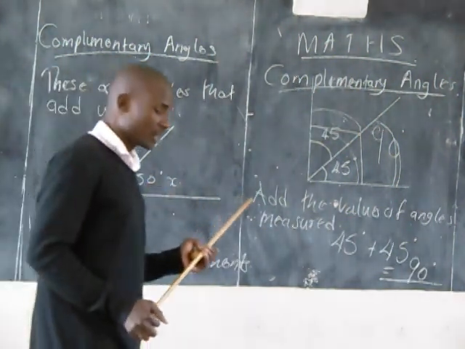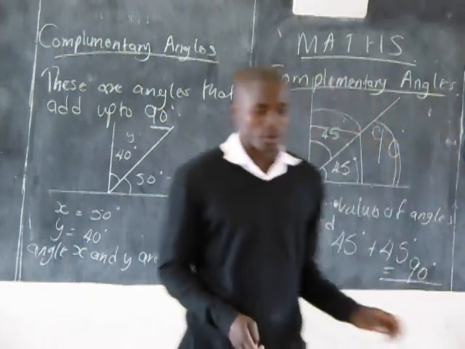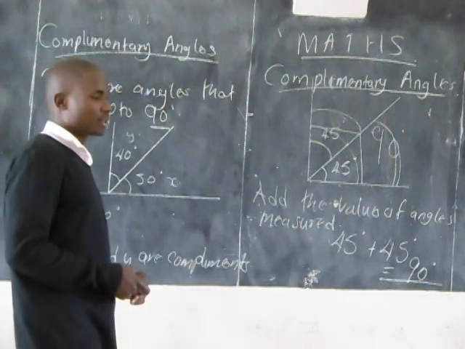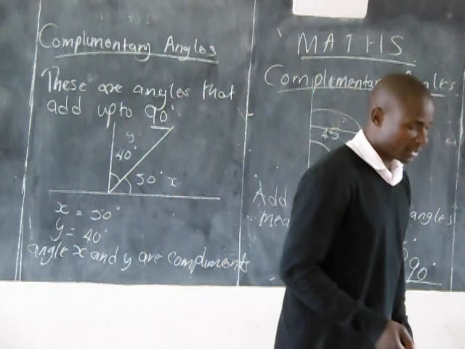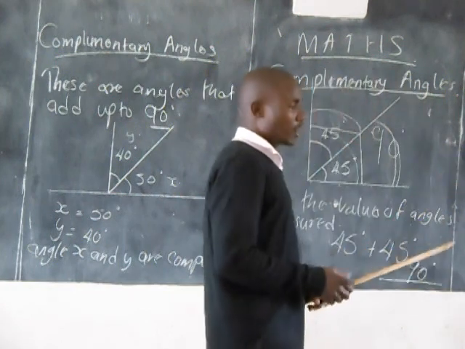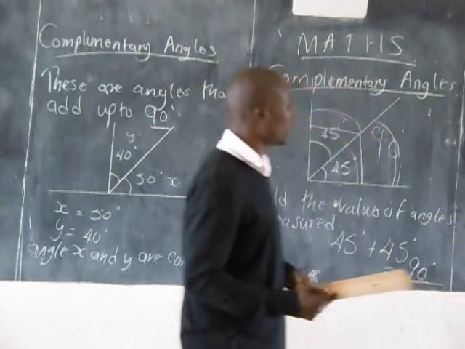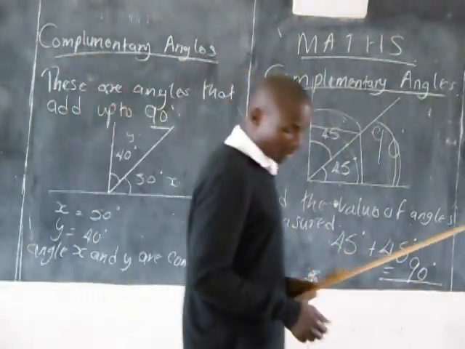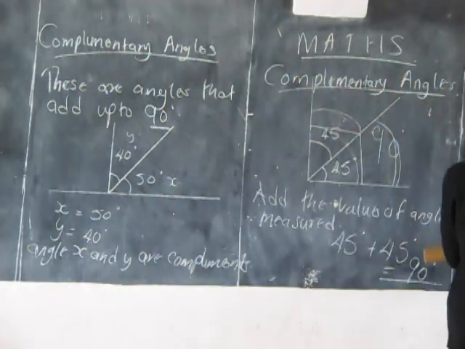My last question. Give me a set of complementary angles. Yes? 30 and 60. Is it true? If you add 30 degrees plus 60 degrees gives you 90 degrees. Very good. Now, in your exercise book, I want you to measure.